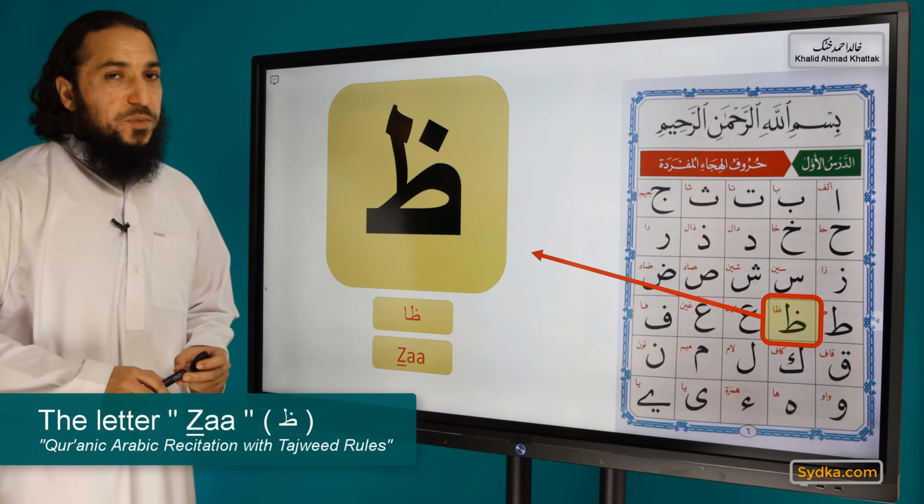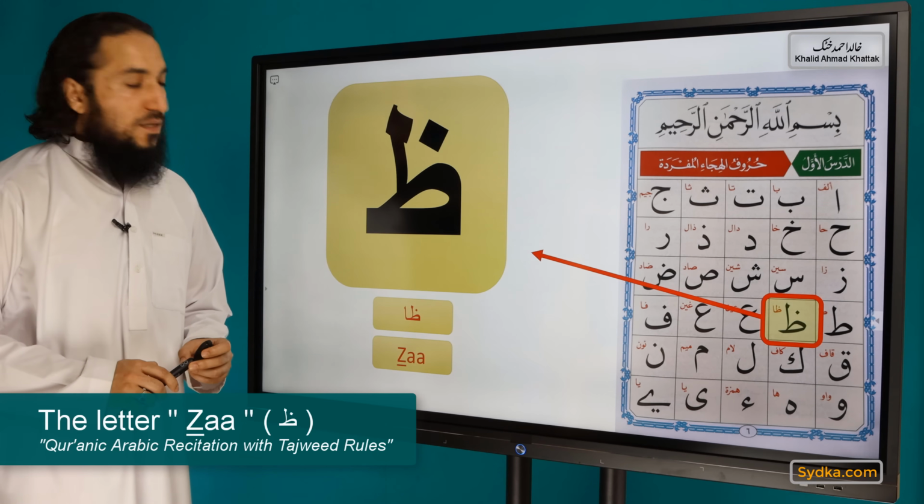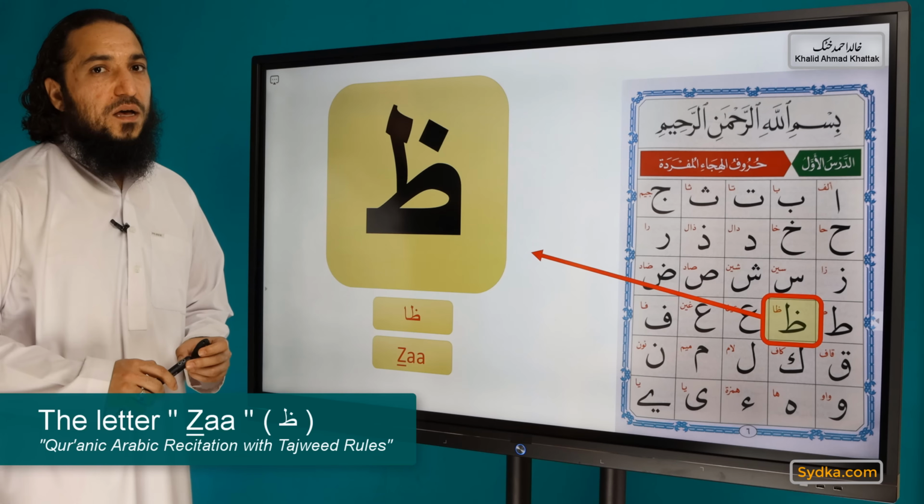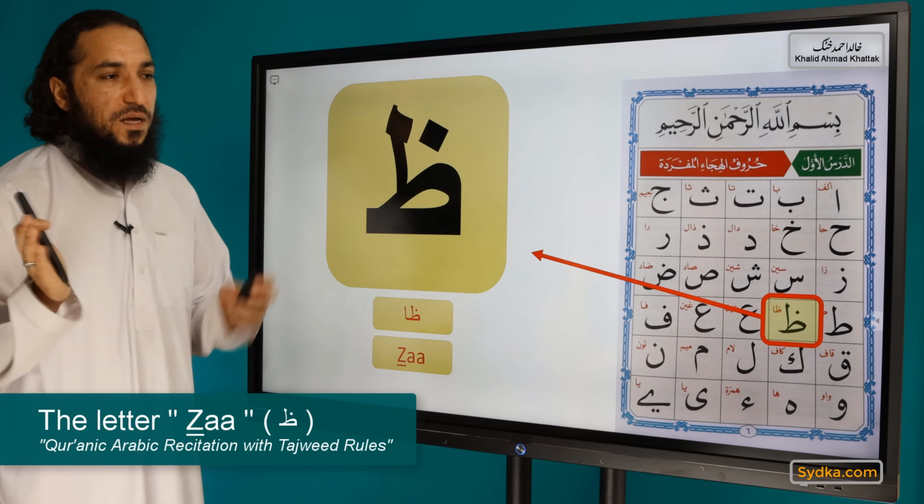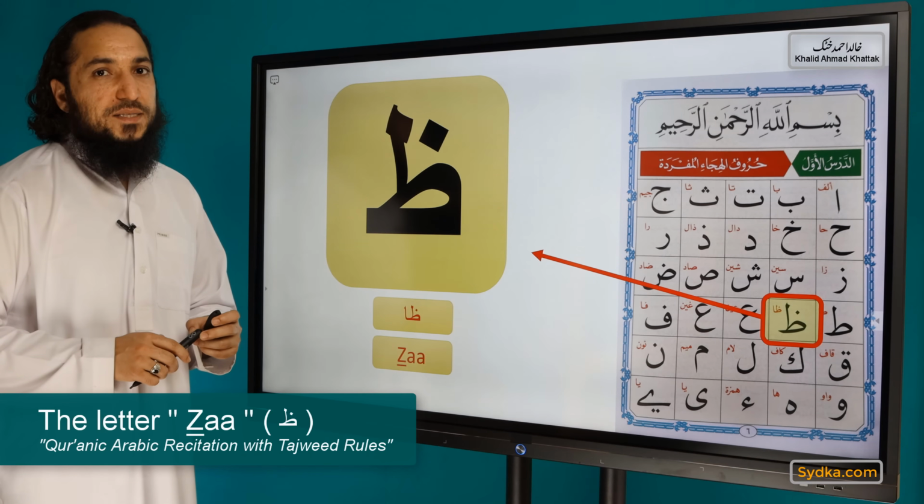In this session, we will be studying another letter of the Arabic alphabet. It is called Dha. The sound is Adh. It's the second part of Adh. So it is called Dha, and the sound is Adh.